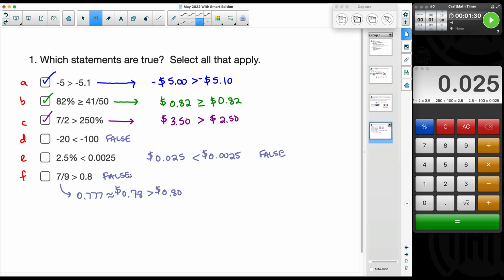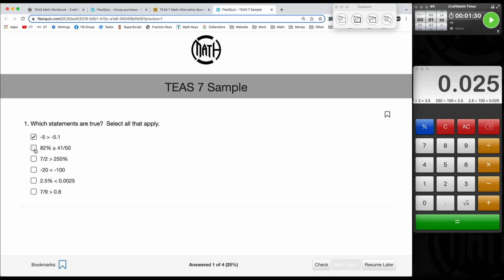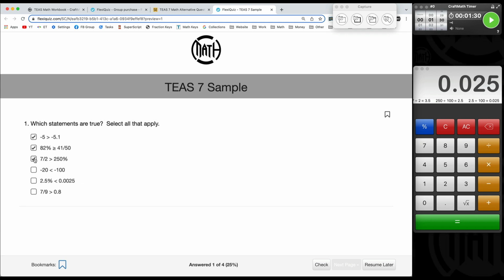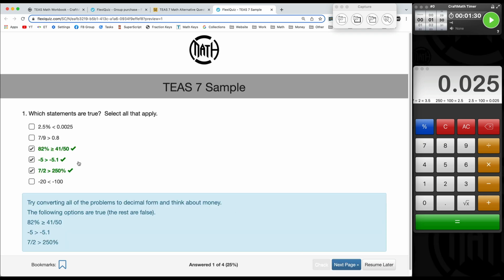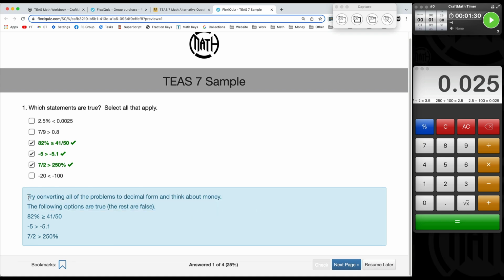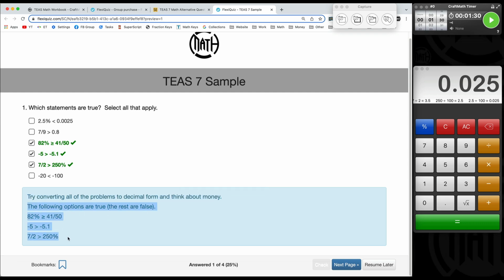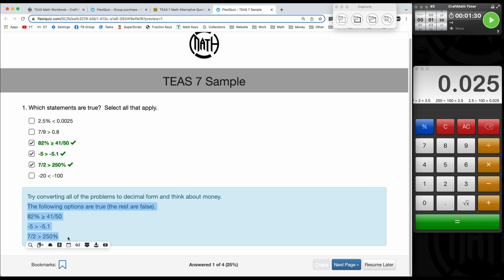Now, feel free to come in on the chat with any questions. One more problem that I want to do today. So actually, let me check these and show y'all the feedback. So this is from my math review. You can access this from the quizzes tab. I'm going to click check. It does say we got these 3 right. And notice, look at my feedback. Try converting all of the problems to decimal form and think about money. It's exactly what I was just talking about. The rest of these, those right there, those are the ones we said are true, and the rest of them are false. So let's do one more.